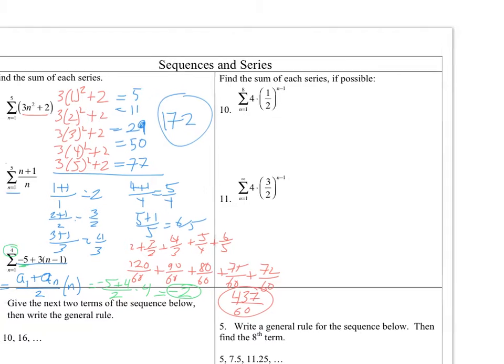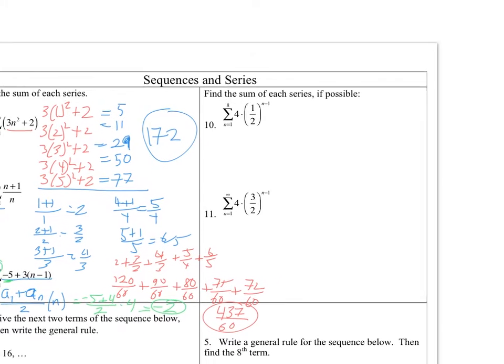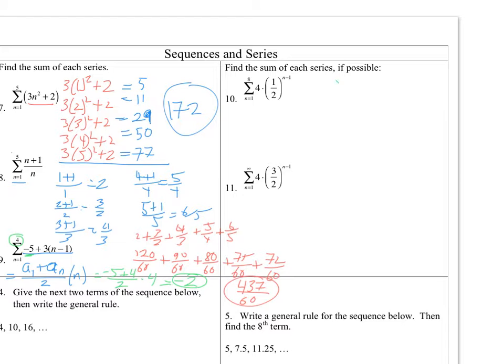For number 10, rather than do these all out, I might just set up some sum formula. So the partial sum of the first 8 terms is going to be the first term times 1 minus r to the n over 1 minus r. This is awkward, but it's a little bit faster than having to do all these out like we did for the previous 3 problems. So this is my first term.